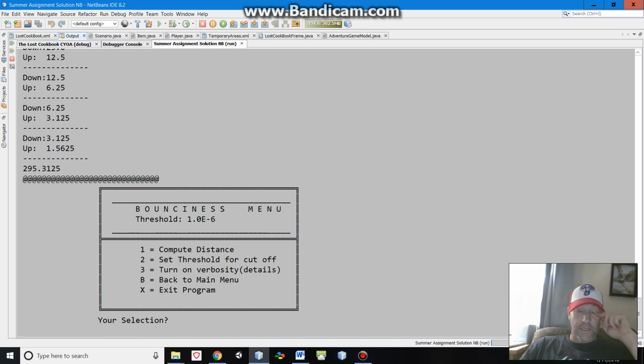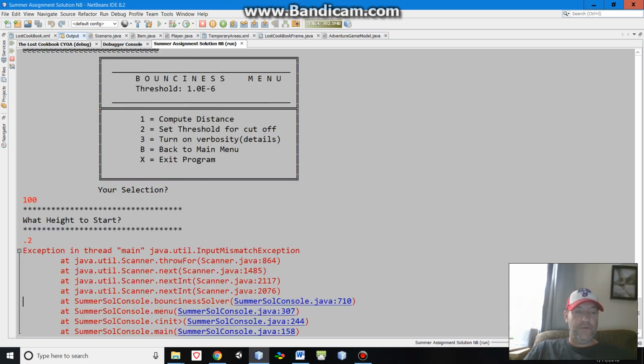There is also a distance for cutoff. I believe mine is 1.0 e to the negative 6, so it's 0.000001. Let's do a situation where that comes into play. So let's do 100, and let's do 0.2.